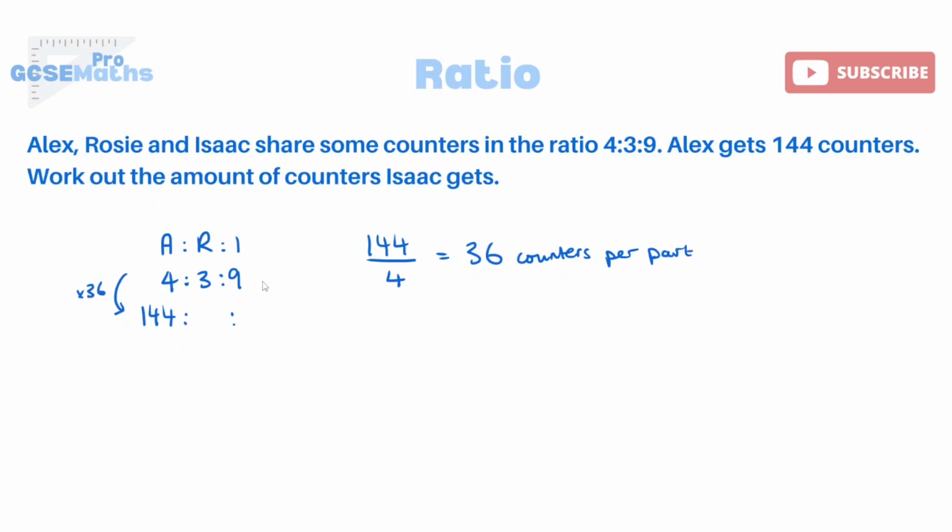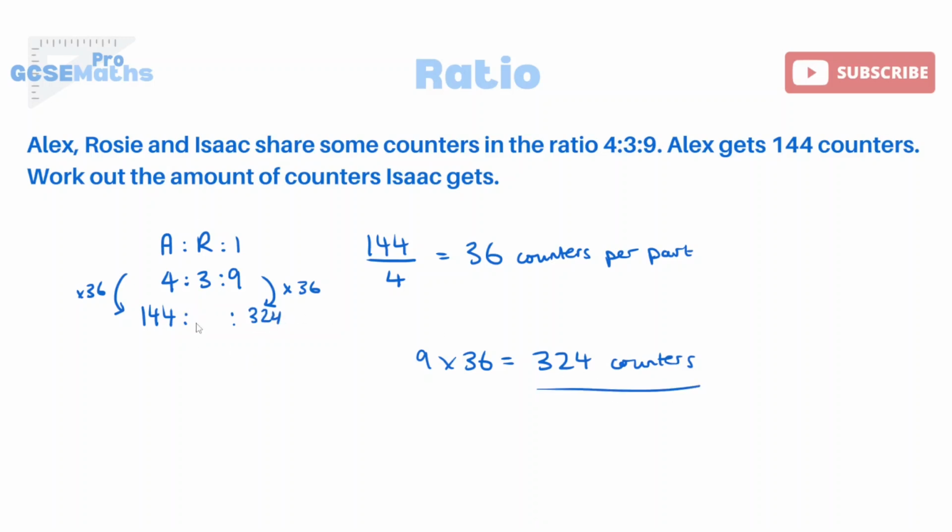Now they've asked for Isaac. So let's just look at Isaac's side. He has 9 parts, which we also need to times by 36. So 9 times 36 gives us 324 counters. Okay, so 3, 2, 4. That's how many Isaac gets.